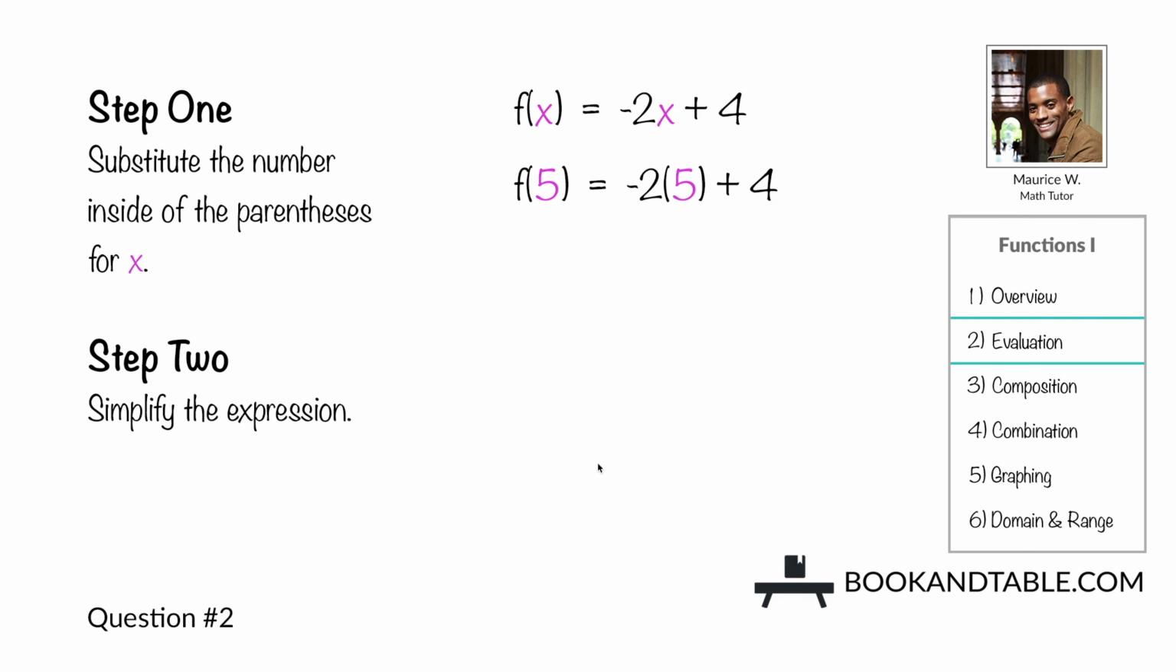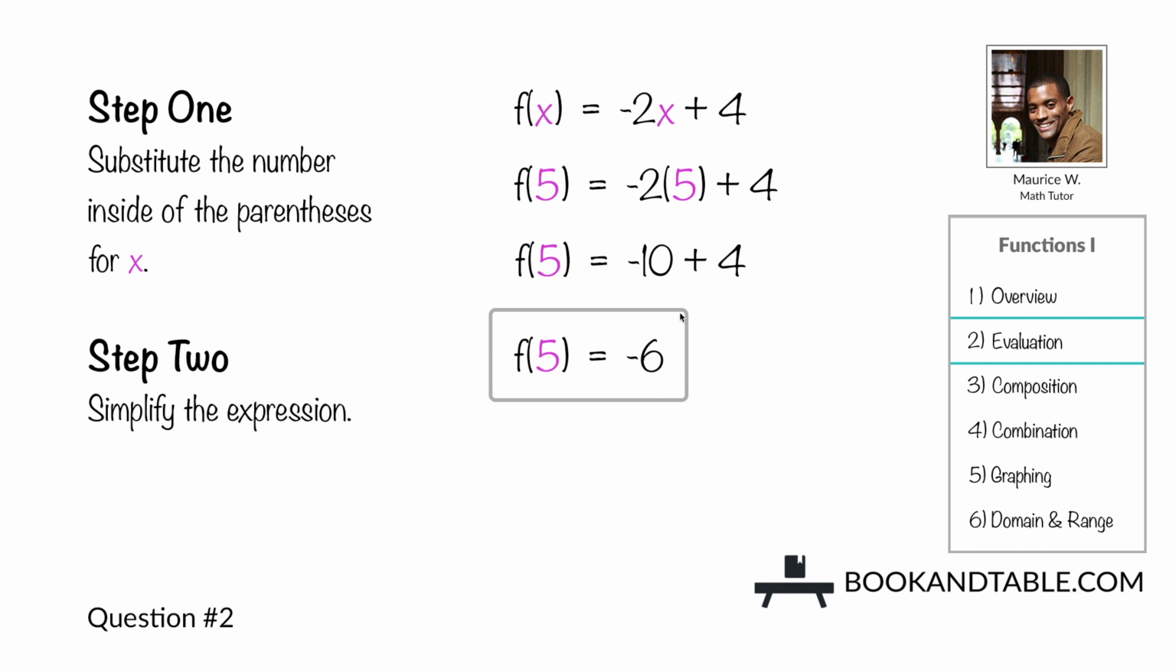Question number 2, we have the same function. The question asks us what is f of 5. So step 1, substitute the number 5 inside of the parentheses for x. And now we want to simplify the expression. So we start with negative 2 times 5, which gives us negative 10 plus 4. Negative 10 plus 4 is equal to negative 6. So the answer to question number 2 is f of 5 is equal to negative 6.